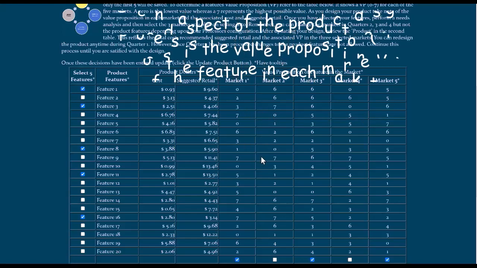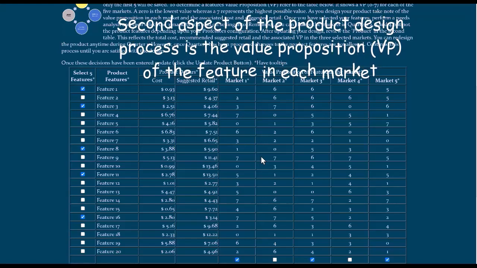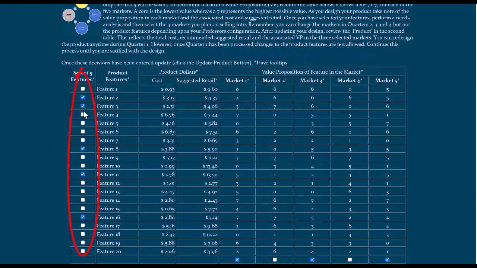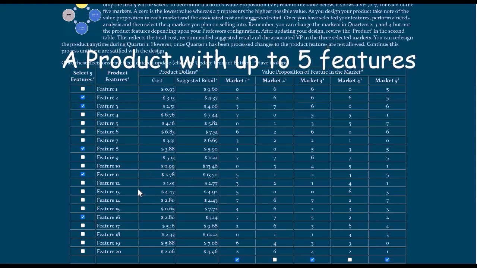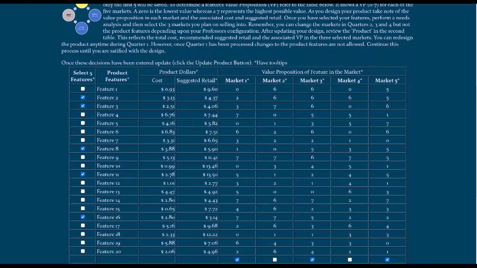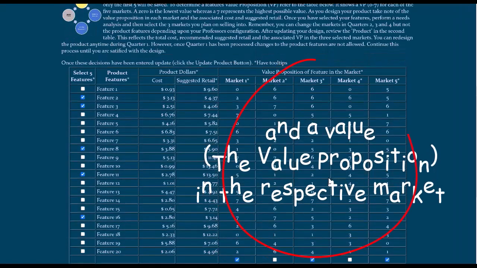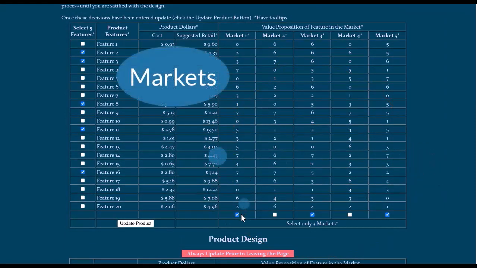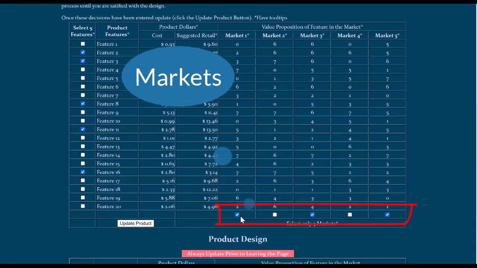So the second aspect of your design, after looking at the margin analysis, is to look at the value proposition. And once you've selected your products merely by clicking on the check boxes, as you can see here, you have then created a product that is composed of up to 5 features, that has a certain cost associated with it, a recommended retail, which you may or may not decide to follow, and a value. Now, the value is associated with the market. And you can see here, in this case, this manager has selected markets 1, 3, and 5 to sell into.